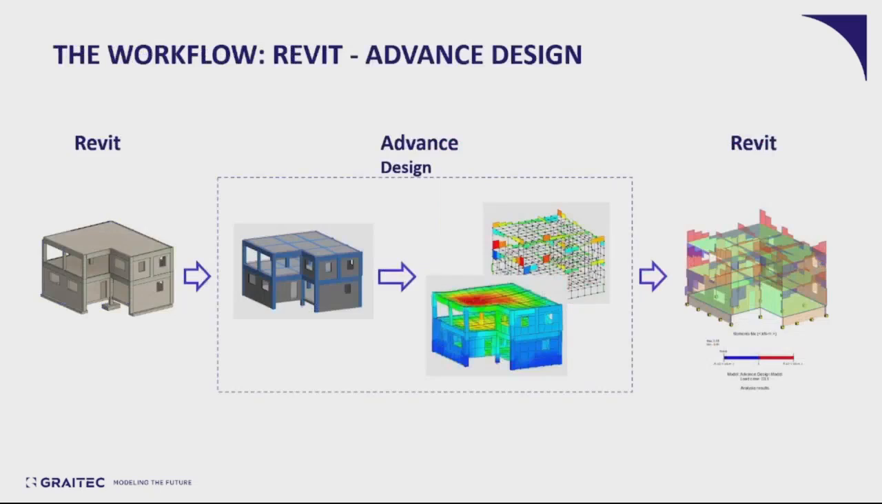So the workflow can be summarized in the following slide. We have the physical model in Revit. This model is transferred to Advanced Design by first creating its analytical model. This model is analyzed and designed in Advanced Design. Any modifications on the sections might happen as well. And all this information is transferred back to Revit, as well as any results and any design.